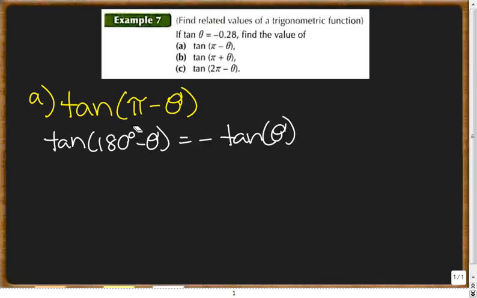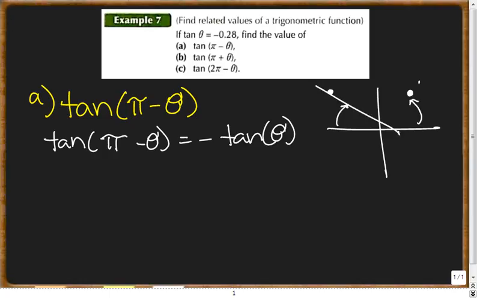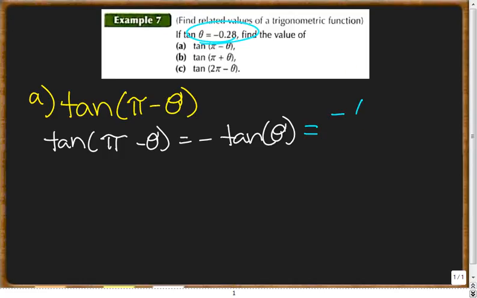Well, that's the same thing as saying, hey, tangent of pi minus theta is the same thing as that. And again, the logic here is that if we have an angle that is coming up and back, they will have opposite slopes of each other. So in this case, what we know is that we're going to do negative tangent of theta, which is going to be negative 0.28. So we get negative negative 0.28, which means that it is 0.28.